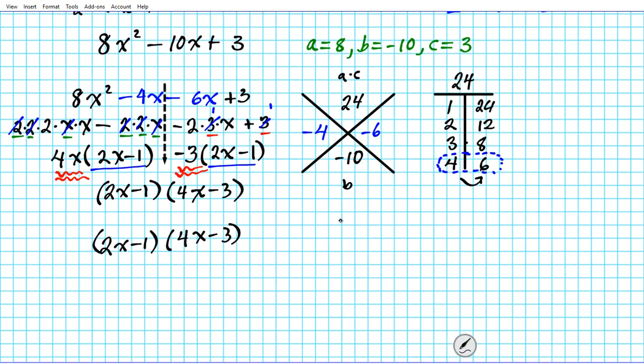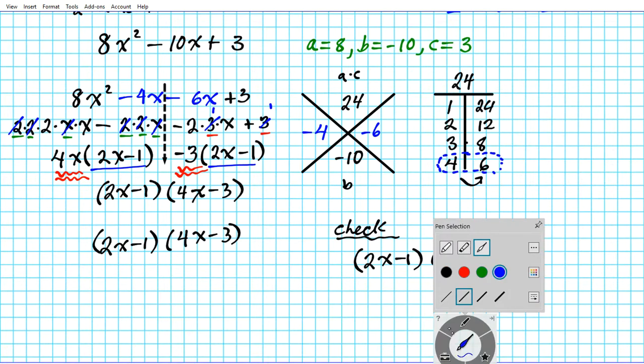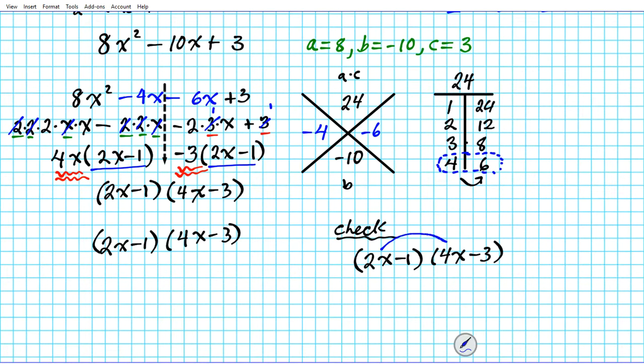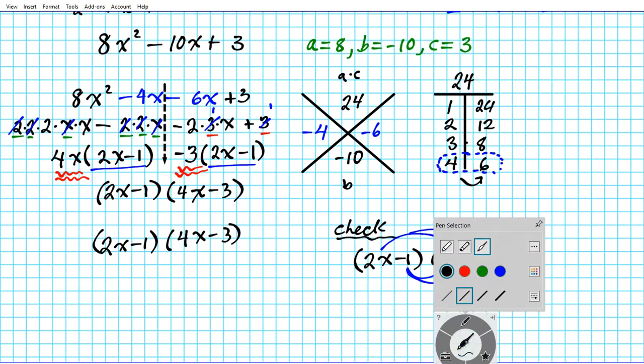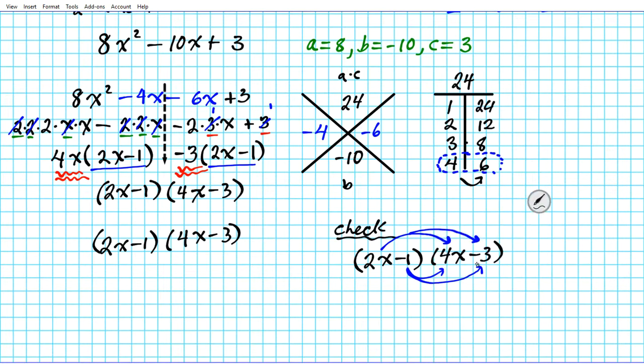Let's go ahead and do a check here. We're going to check by expansion. So we have 2x minus 1 multiplied by 4x minus 3. We're going to distribute: first, outer, inner, and then last. Let's see if we get the original problem. If we do, that means our factorization is in fact correct.